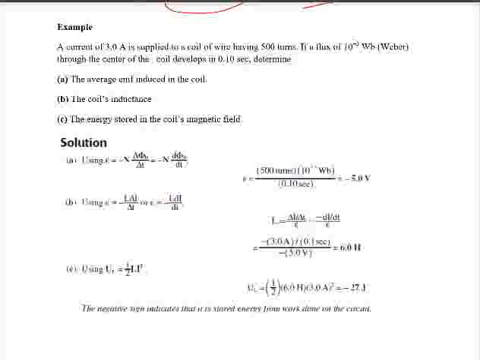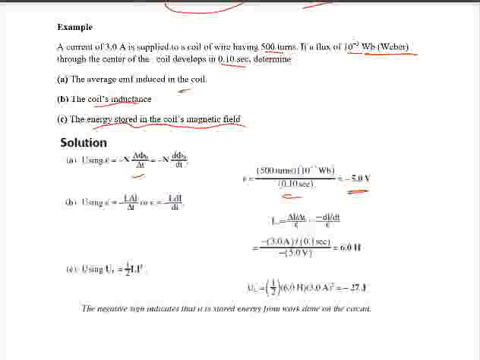A current of 3 ampere is applied to a coil of wire having 500 turns. N is given, and a flux of this much is given, that means flux is measured in what? Webers, and through the center of the coil it develops this in this second. Determine the average EMF induced in the coil, the coil self-inductance, and the energy stored in the coil. First, let us find the induced EMF. To find the induced EMF, we use change in flux over change in time, and the flux is given as 10 to the power of minus 3, the time is 0.1 second, and the number of turns is 500. Therefore, finally you get how much?